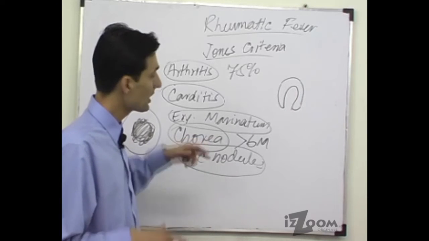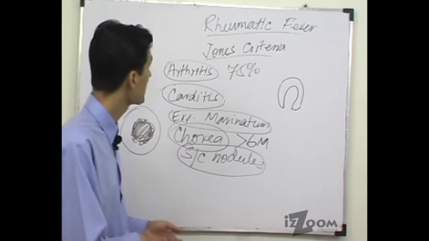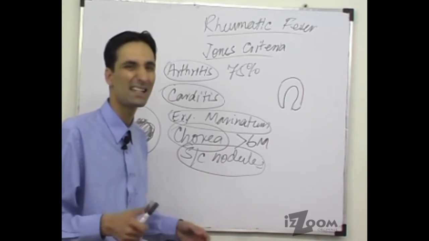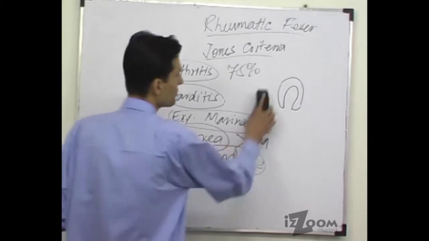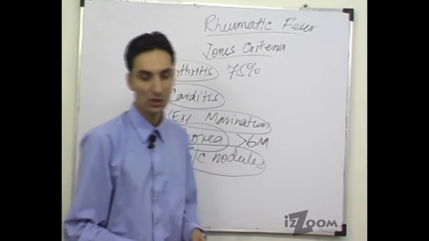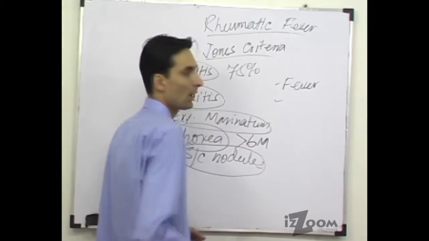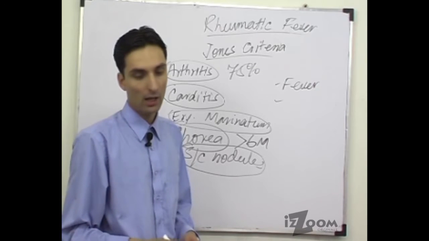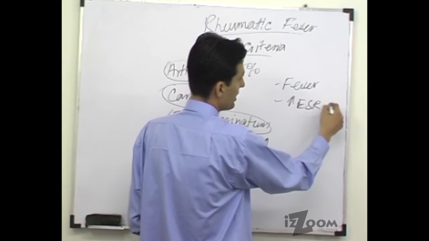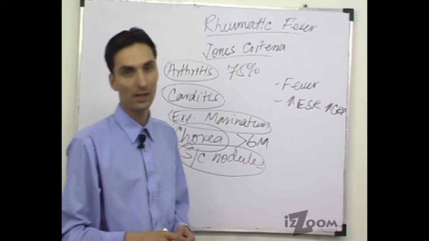So if a patient presents with chorea in which you are unable to find a cause, always suspect rheumatic fever, and this type of chorea is called Sydenham's chorea. These are the major criteria for the diagnosis of rheumatic fever. There are certain minor criteria as well, which include fever and raised acute phase reactants, increased ESR or increased C-reactive protein.